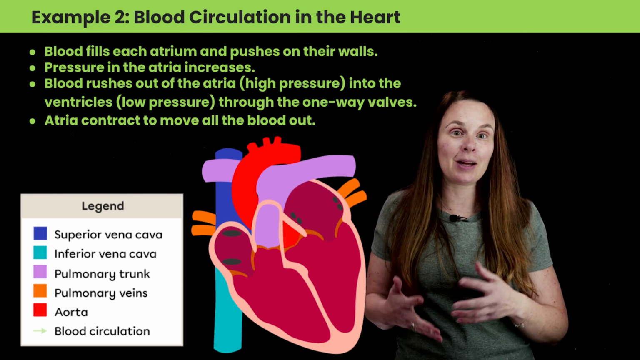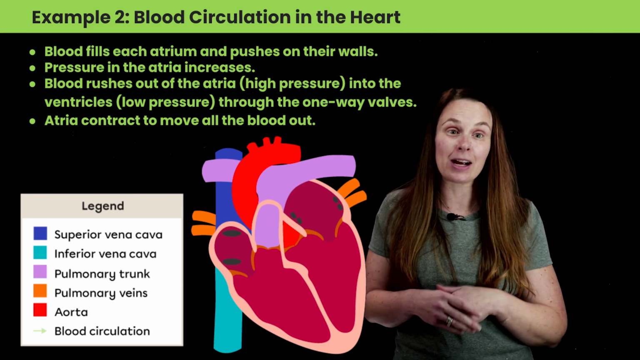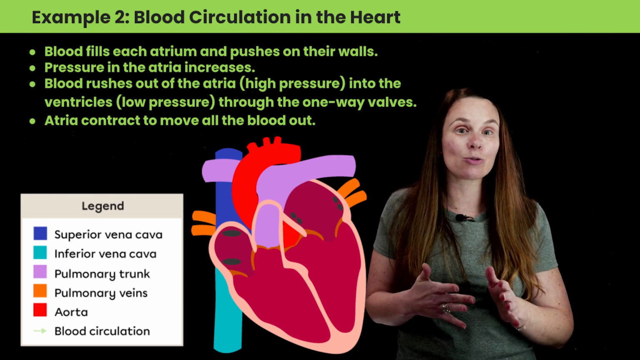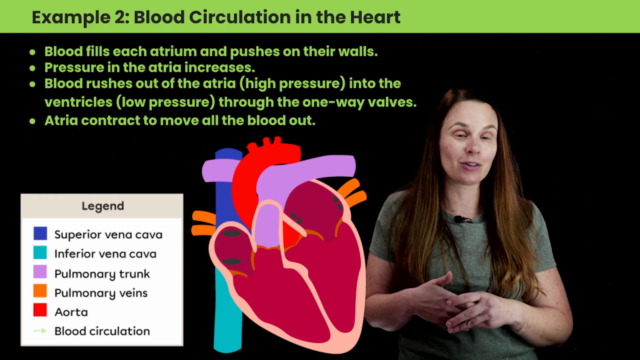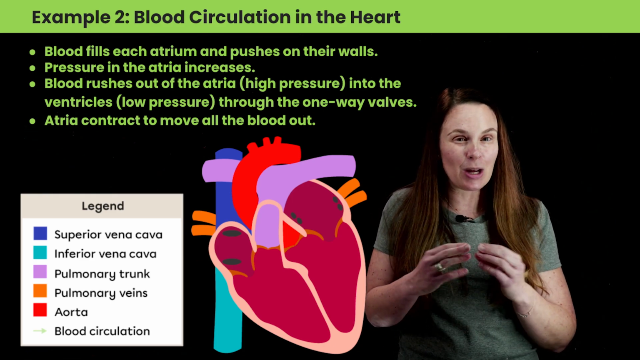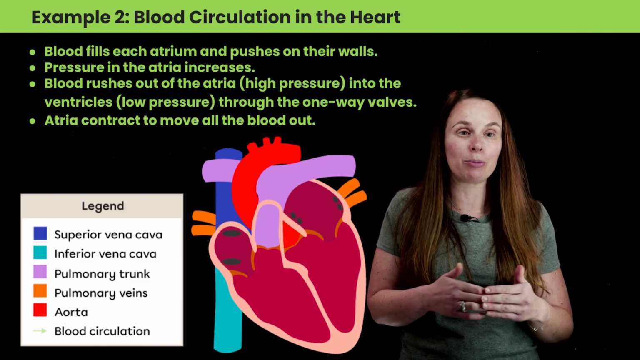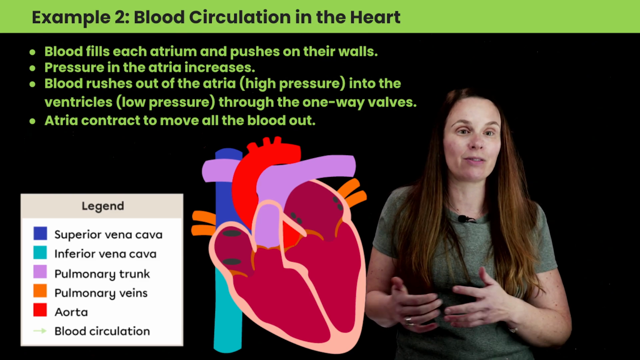And so the blood, an incompressible fluid, is going to pass through one-way valves from the atria into the ventricles. And we want to make sure that we understand that it's one way, because we don't want blood rushing backwards. We don't want blood refilling the atria.